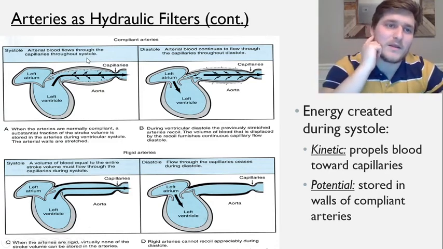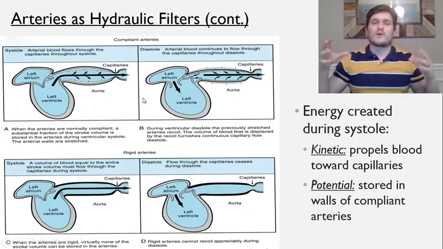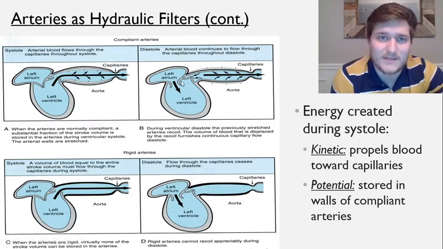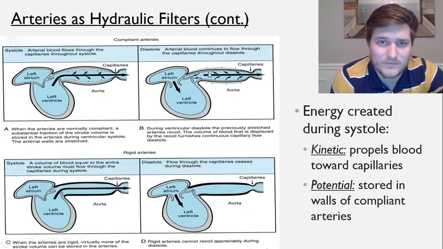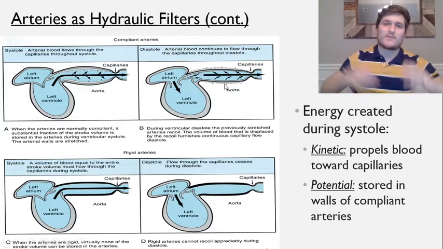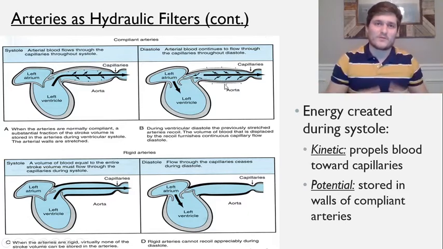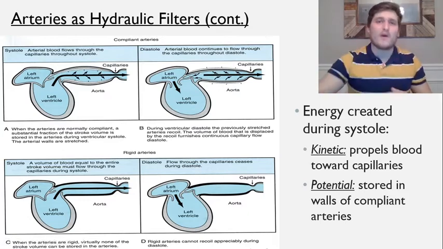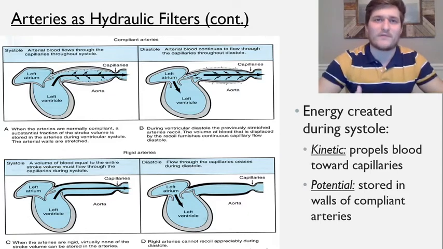And then when the heart relaxes, what you are going to get is recoil. And so now some of that blood that was in the arterial side is going to be propelled forward during diastole. So again, you're getting this continuous flow of blood regardless of the phase of the heart.